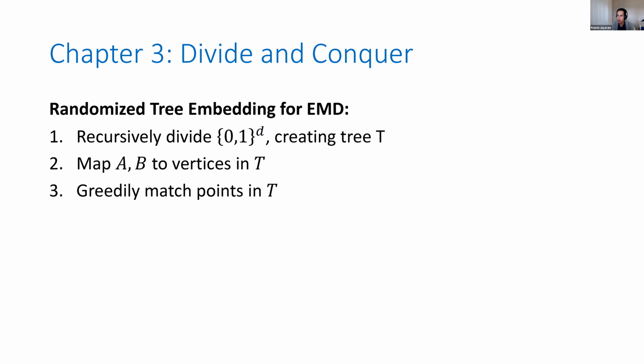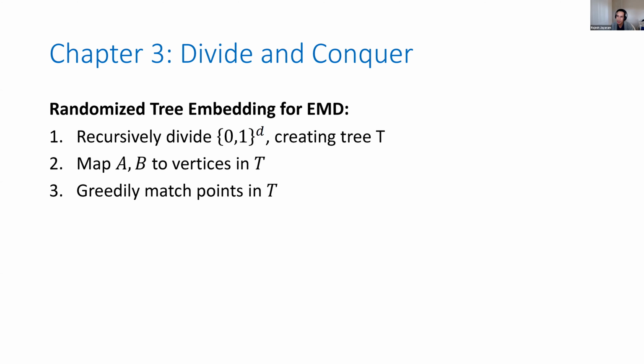And now we saw earlier that given a tree and some points in a tree, a good thing to do might be to greedily match them up in a bottom-up fashion. And so that's exactly what we'll do. We recursively partition space, map the points into a tree, and then greedily match the points up in the tree. And that will give us the matching. That's actually the entire algorithm.